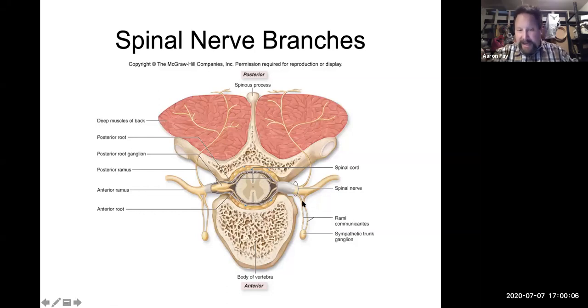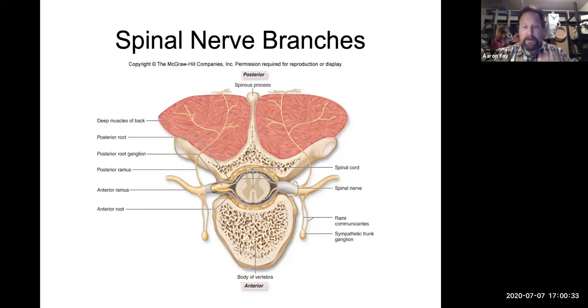So this guy here, the rami communicans, is going to form an important part of the autonomic nervous system. If we have time, we'll cover the autonomic nervous system next time. This sympathetic trunk ganglion has something to do with the sympathetic division of the autonomic nervous system.